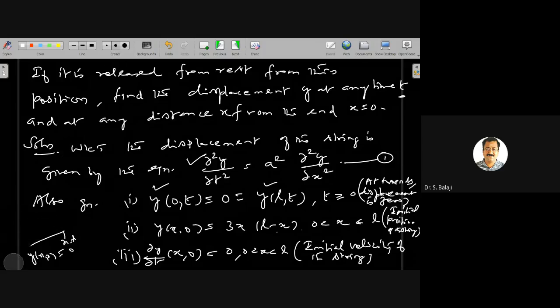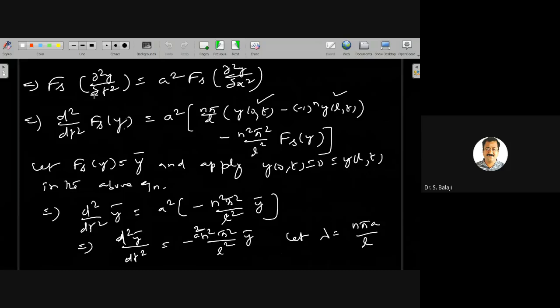Okay. Now, as usual, we are applying the Fourier sine transform here. We have y(0, t) and (-1)^n y(L, t), which we already discussed yesterday. And then we take Fs of y equal to y bar. Then we apply the initial conditions y(0, t) is 0 and y(L, t) equal to 0 here. Therefore, we can get this one.